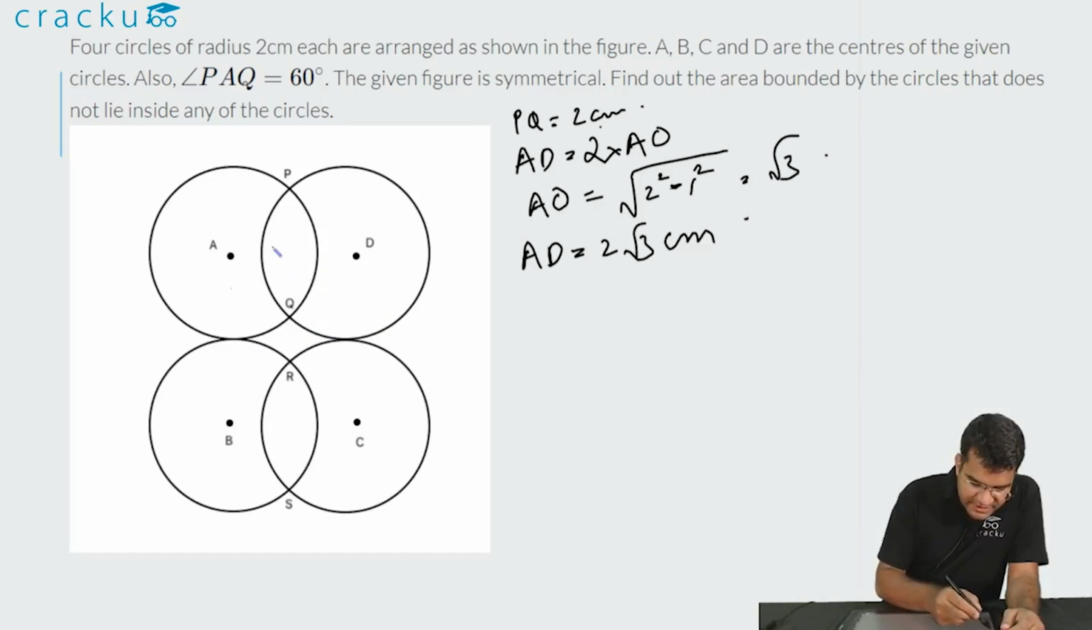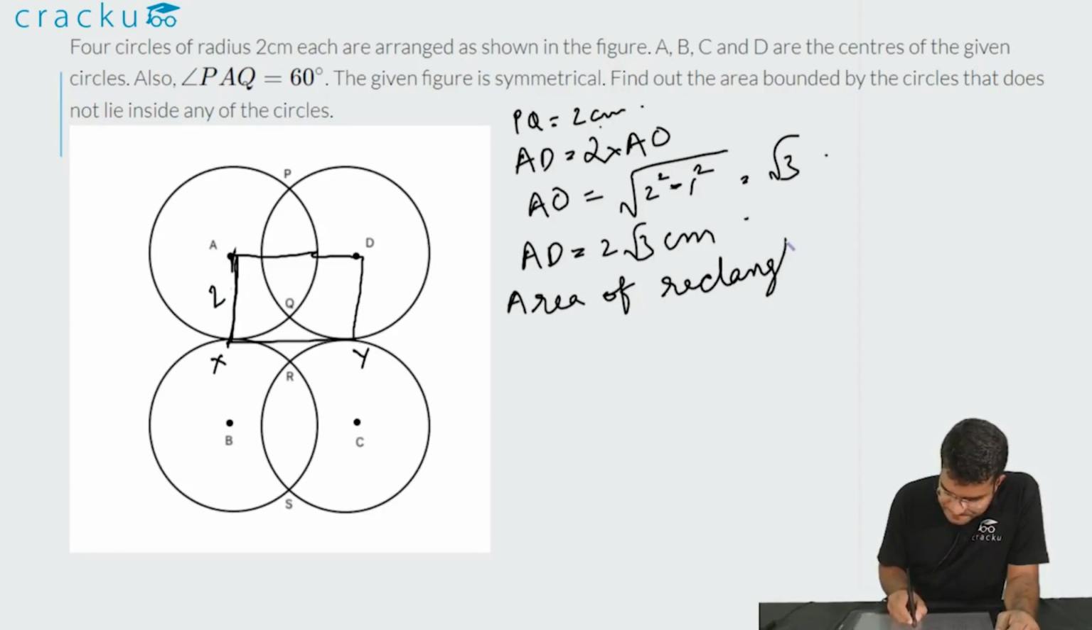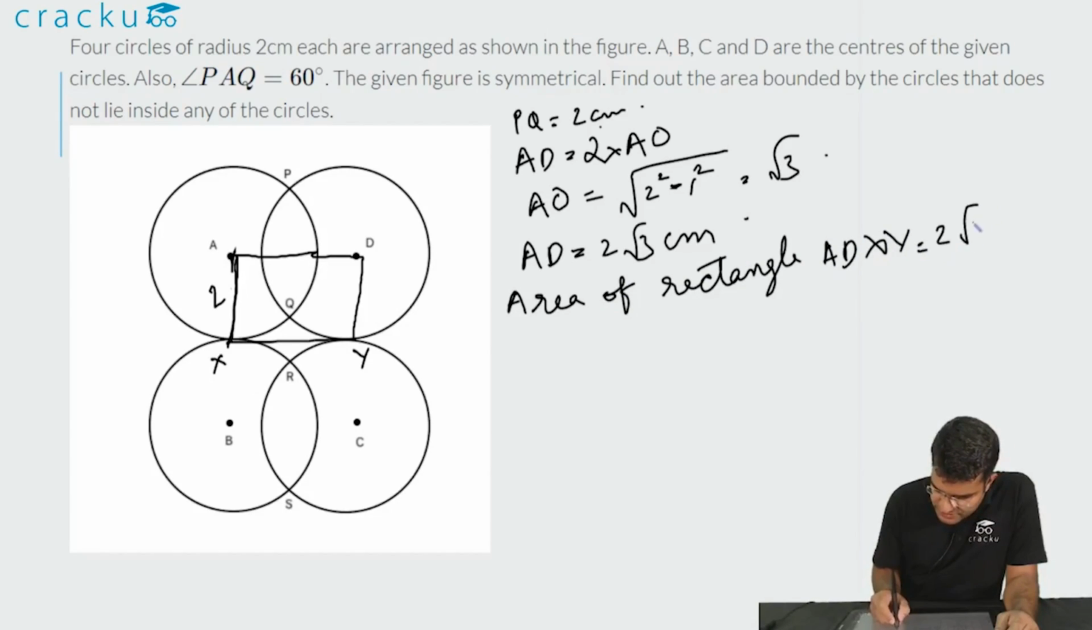Now, if you are considering only the upper rectangle, that is this. In this rectangle, the side AD is 2 root 3 and the other side is 2 centimeters, which is equal to the radius of the circle. Suppose this is X and Y. So the area of the rectangle ADXY is equal to 2 root 3 into 2, which is equal to 4 root 3.